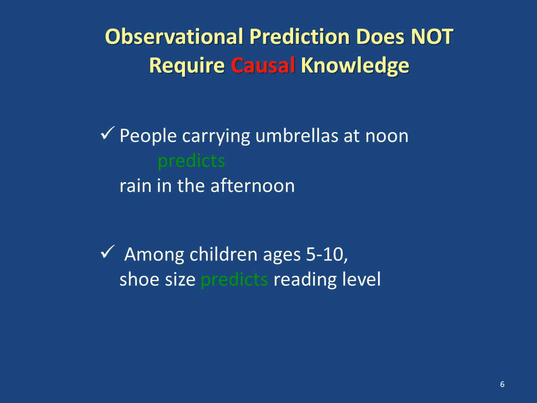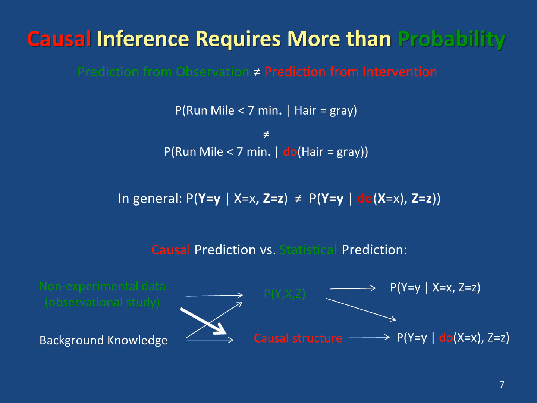Observational prediction, by that I mean observing something and predicting from it, does not require causal knowledge. Right? So if I watch people walking around and I'm saying everybody's carrying umbrellas at noon, right, I can still predict that it's going to rain soon thereafter, even though making people put their umbrellas away will not have any effect on what happens. And if I'm looking among children ages 5 to 10, it turns out that their shoe size is a very good predictor of their reading level. And obviously changing their shoe size is not going to affect their reading level.